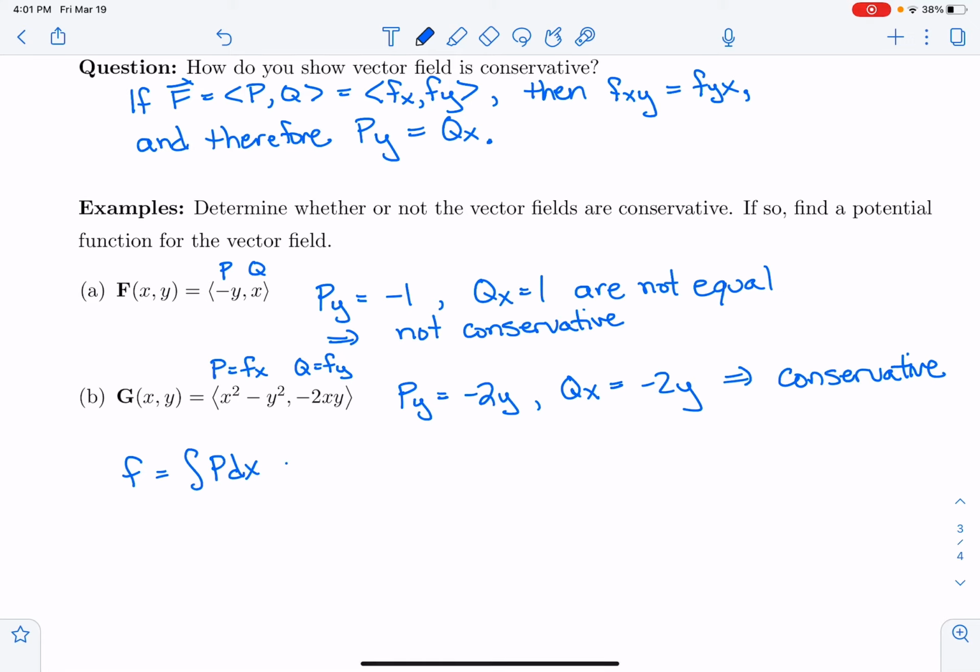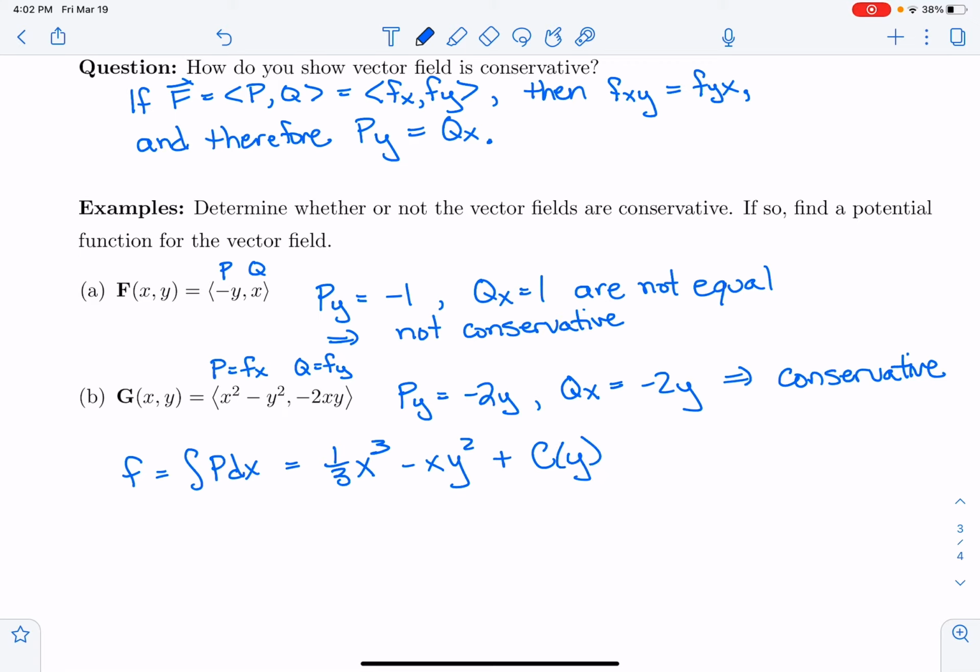If I do that, my antiderivative of x squared is going to be 1/3 x cubed minus xy squared, and then plus a constant, because we always add on a constant when we find an antiderivative. But that constant is not actually just a constant. It's a constant that could depend on y. It's actually a function of y.